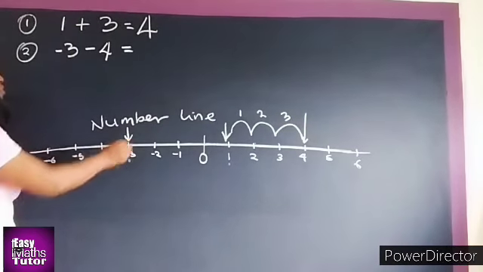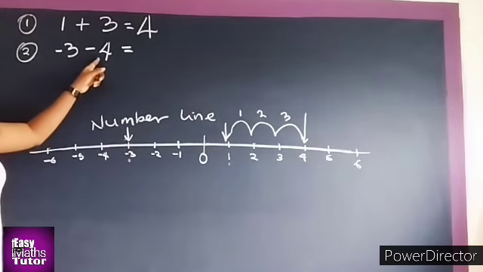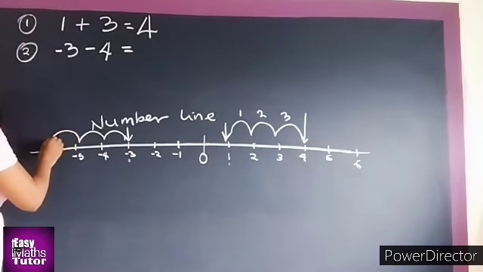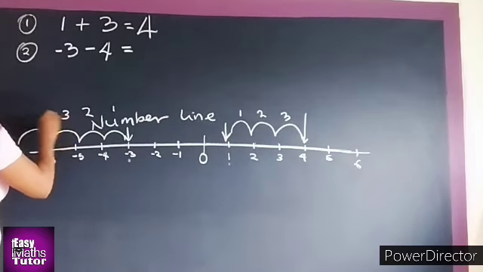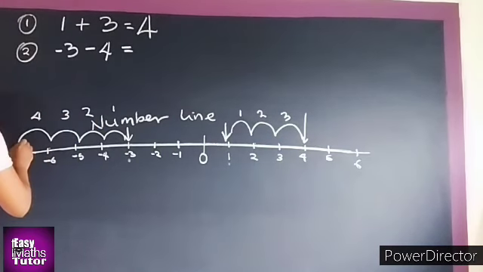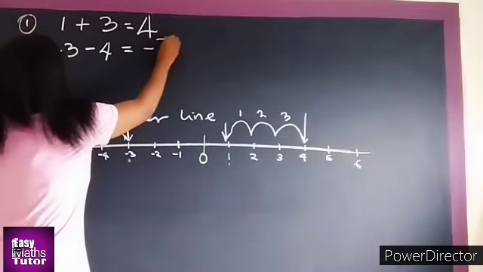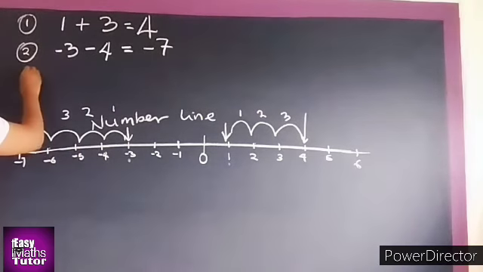-3 minus 4. So from here, -3, we have to move to our right, right? So we'll move how many times? 4 times, okay? So we'll say 1, 2, 3, 4. And we landed where? On -7. So our answer is minus 7. Alright? So let's try another problem.